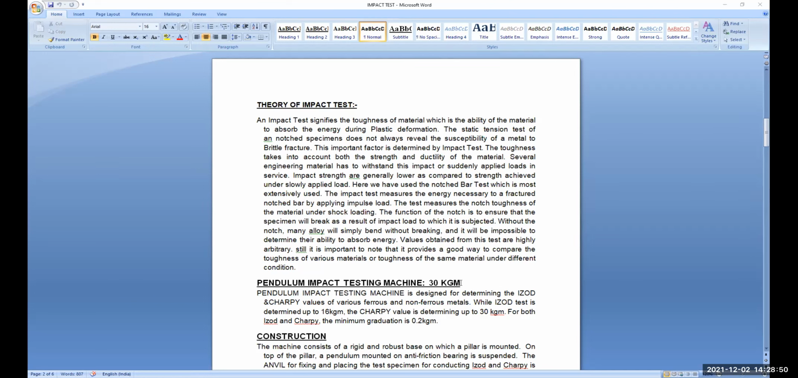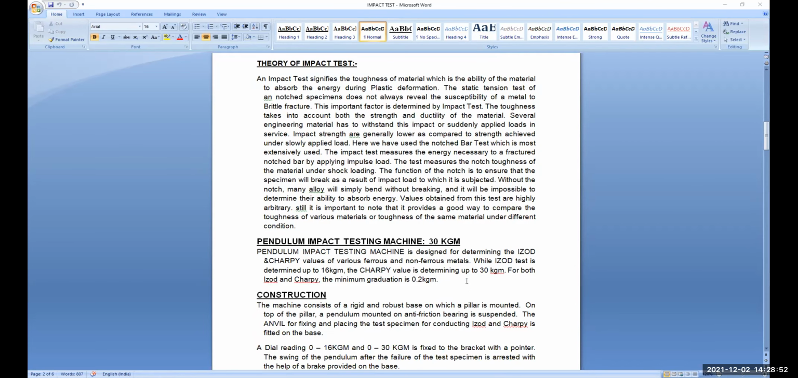Now, let us go through the different aspects of the pendulum impact tester. Its capacity is 30 kg meter, which means it can apply a maximum of 30 kg meter of torque by impact. There are two types of impact test: one is known as Izod and the other is called the Charpy method.